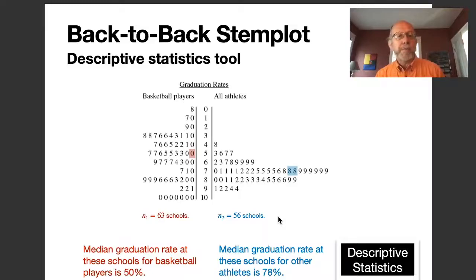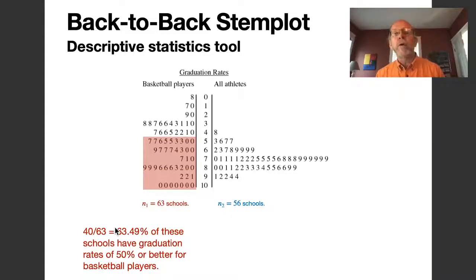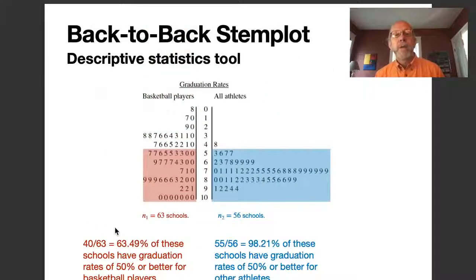There are a host of other descriptive statistics you could pull out of this, and we'll be doing a lot of this going forward. But for instance, you could look at which schools graduated 50% or more of their athletes. If you look at the basketball players here, I've highlighted those schools here in red. Turns out that 40 out of the 63 schools, or 63.49%, have graduation rates of 50% or better for the basketball players. And in the same way, we find that 55 out of the 56 schools that sent other kinds of athletes to the playoffs had graduation rates of 50% or better.